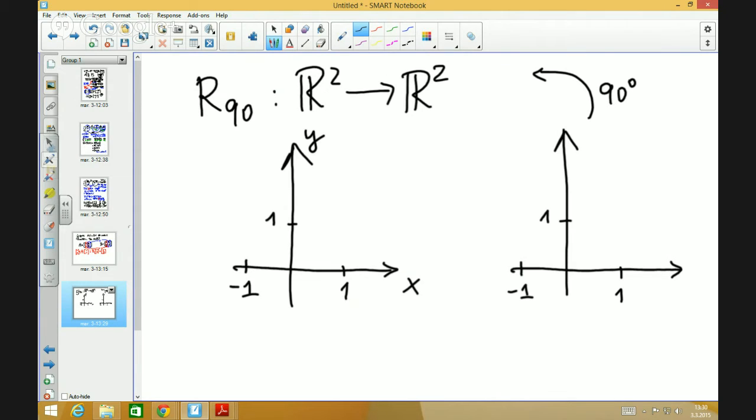So this is a matrix transformation. If I want to determine what this transformation is going to do to every point in R2, I need only to focus on how many points? I need to know what R90 does to how many points? 2. It takes 2, baby.